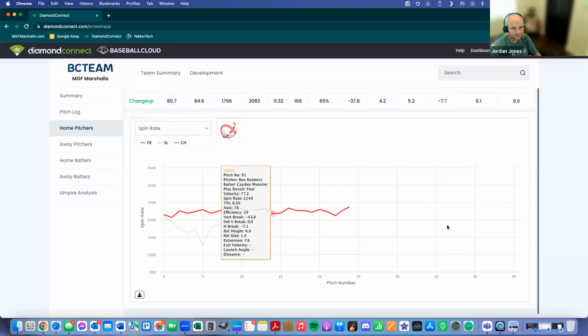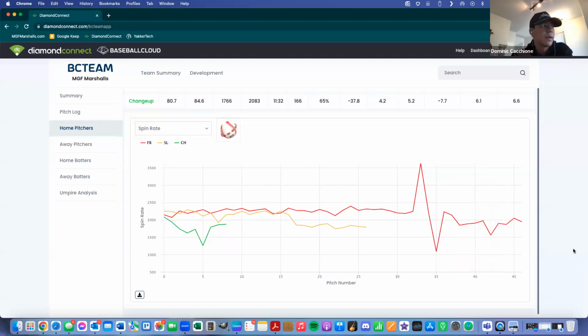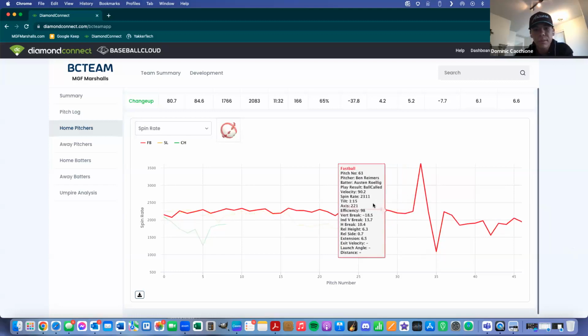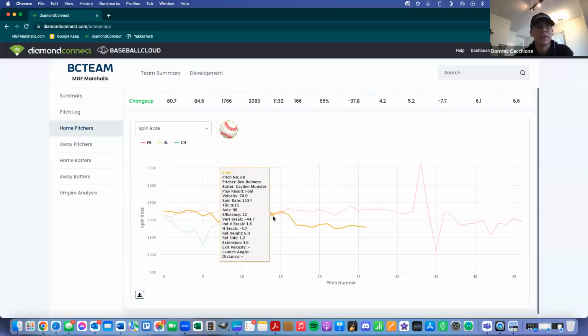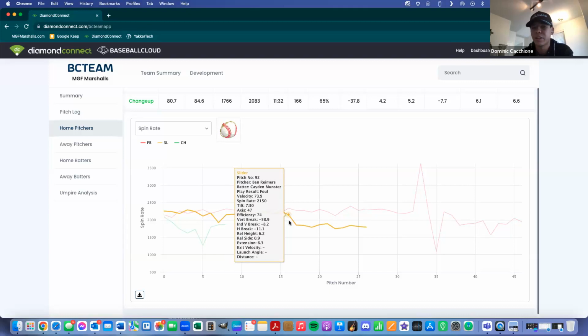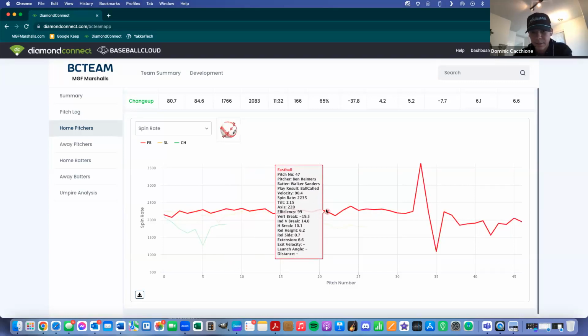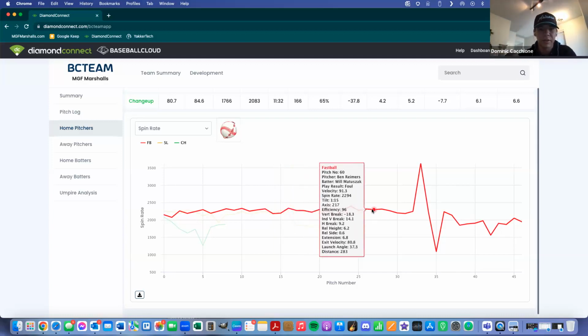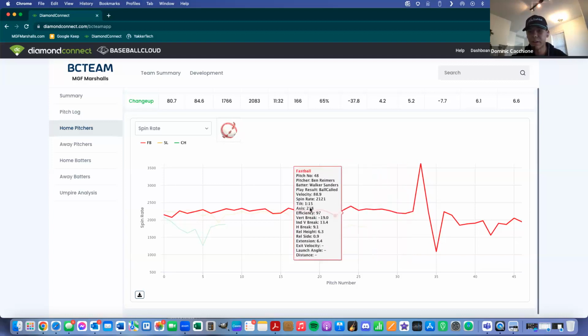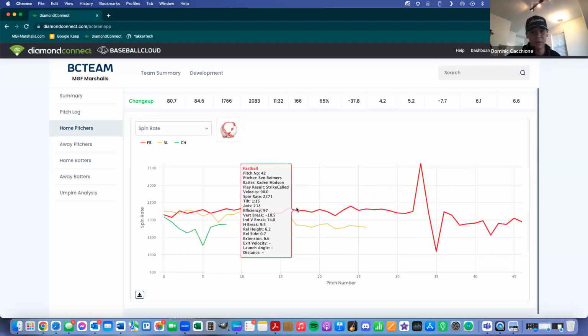What are we looking for on spin rate? Why does this matter? Spin rate's an interesting one. It matters a lot for fastballs specifically, and then breaking balls, not as much for a changeup or a splitter. The average fastball spin rate for a Division I pitcher is around 2,100 RPMs, just throwing it with backspin. RPMs is just the amount of revolutions per minute.